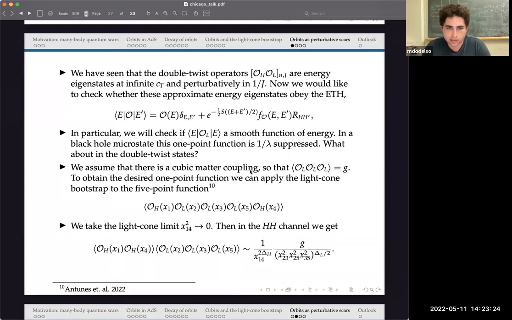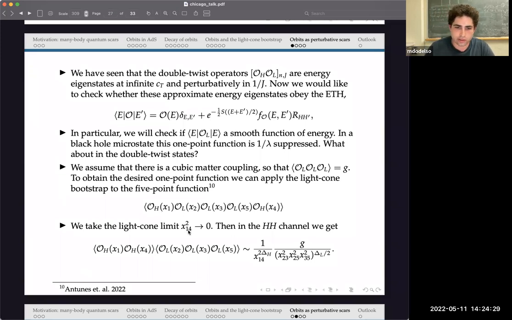To do this, let's give a simple toy model. We assume a cubic matter coupling, so the 3-point function is equal to G, this coupling. We want to obtain the 1-point function of O_L in these double twist states. To do so, we can apply the Light-Cone bootstrap to this 5-point function written here. We have two heavy operators and 3 light operators. This was considered in a paper by Antunes et al. from this year, and we basically follow their paper almost exactly, just generalizing to operators with different dimensions to get the answer. The way the Light-Cone bootstrap works is we first look at one channel and then look at another channel and try to reproduce the answers.